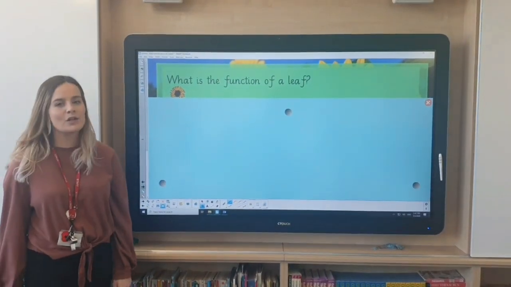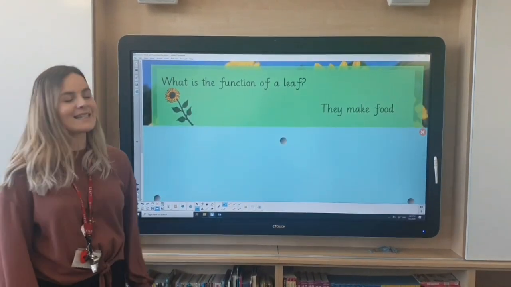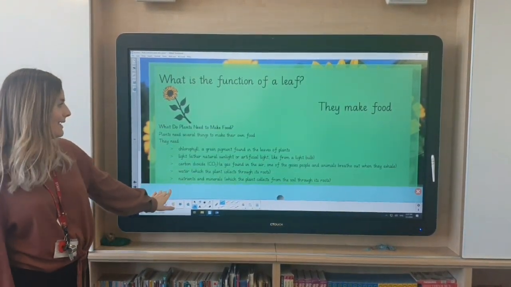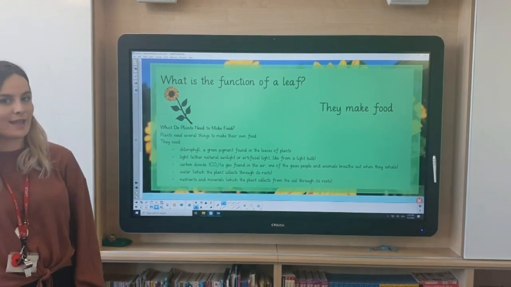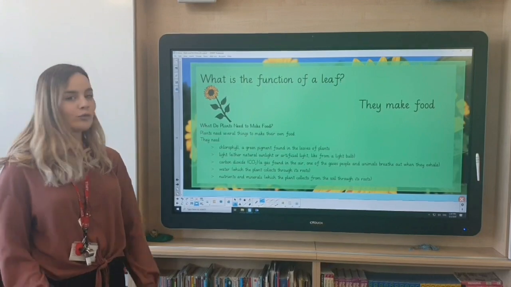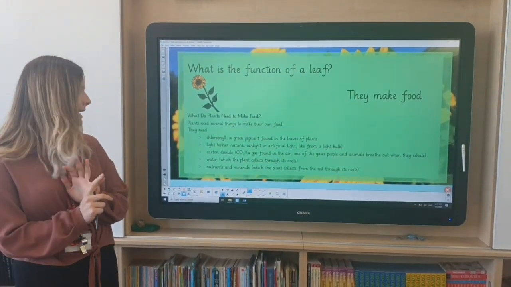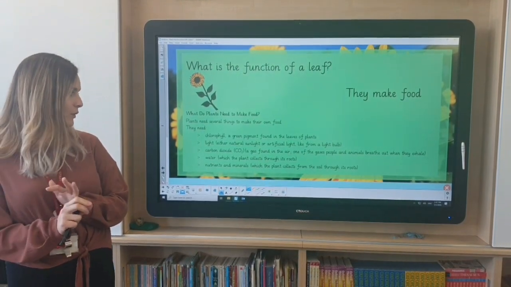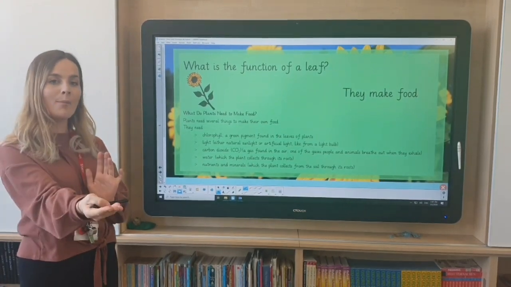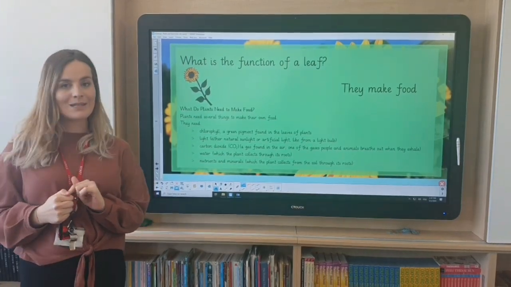So what was the function of the leaf? Can you remember from last lesson? Fantastic, that's right, they make food. What do plants need to make food? They need several things to make their own food. The first thing is chlorophyll. It's the green pigment that's found in the leaves of the plant. They need light, either natural or artificial light. They also need carbon dioxide, which is what comes from our breath. They need water and they need nutrients and minerals.